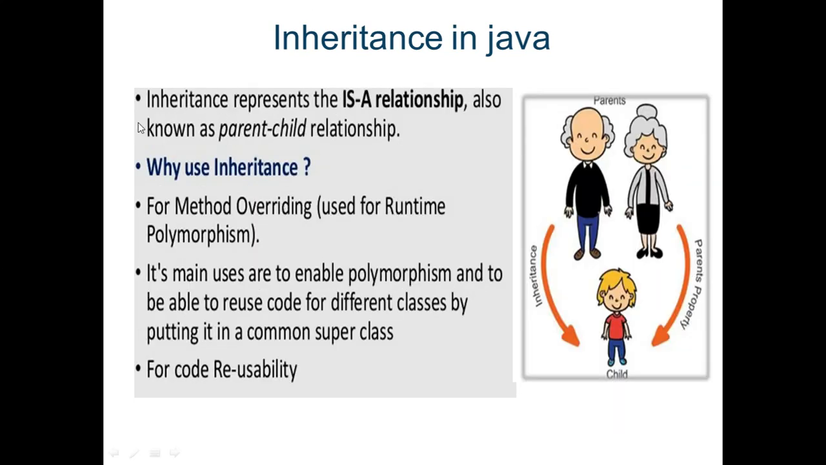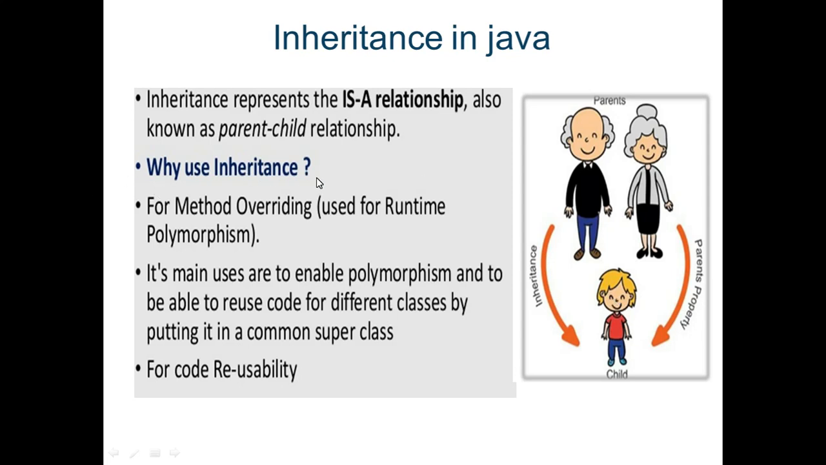So here inheritance represents an is-a relationship. It is also known as a parent-child relationship. This is one well-known example: the parent has some properties and the child extends or inherits those properties from the parent. Means what? The child may look like the parent, or have some hobbies like the parent.